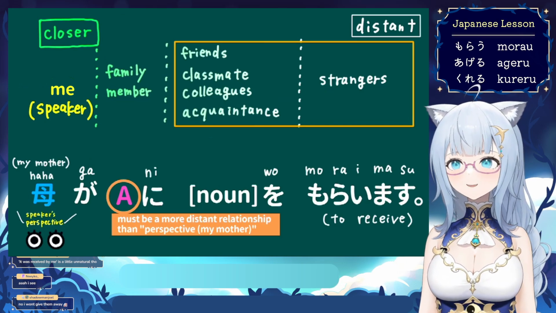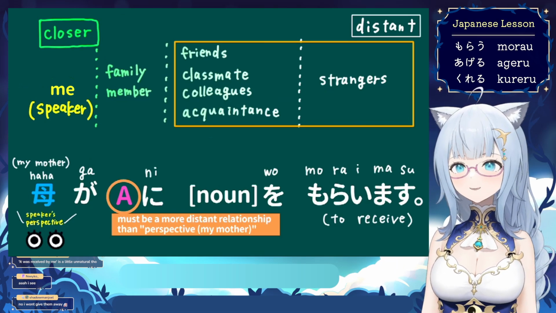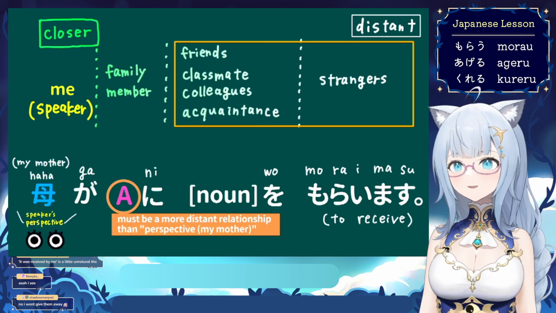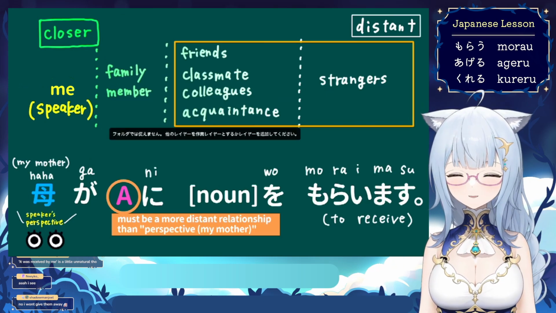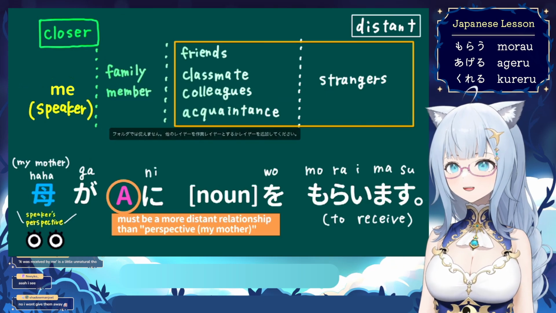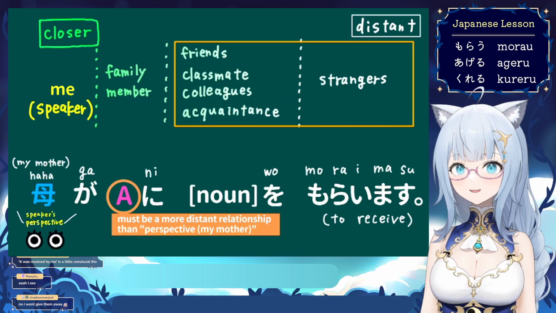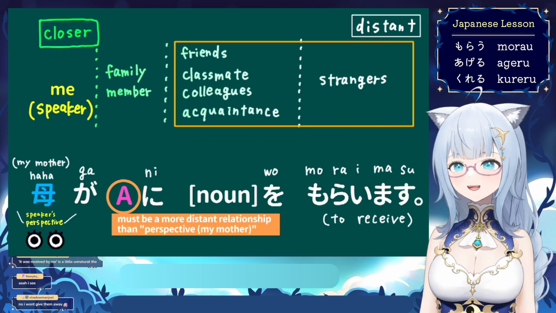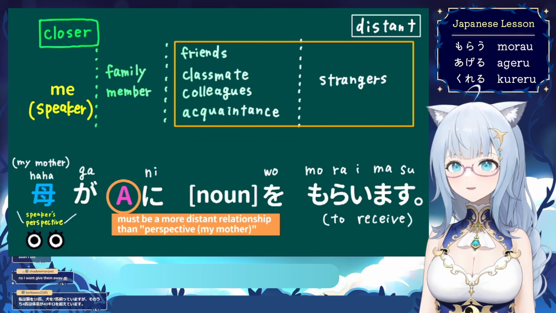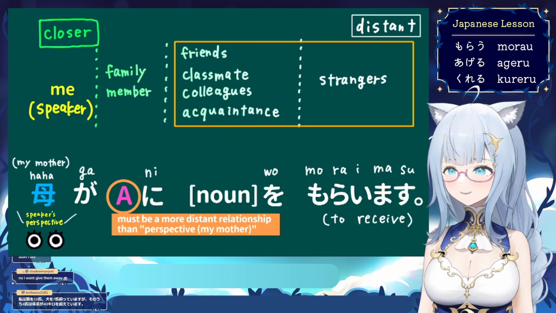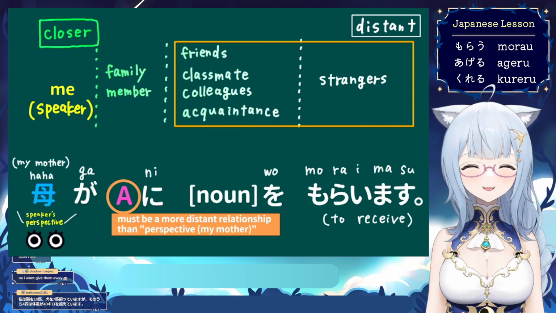Now, if the subject is 母, my mother: 母が A に何々をもらいます。My mother received something from A. A is a giver, and my mother is a receiver. The speaker's perspective is the mother side, so the receiver side. So A must be a more distant relationship than my mother. Does this make sense?